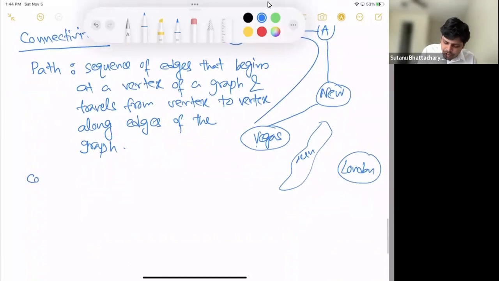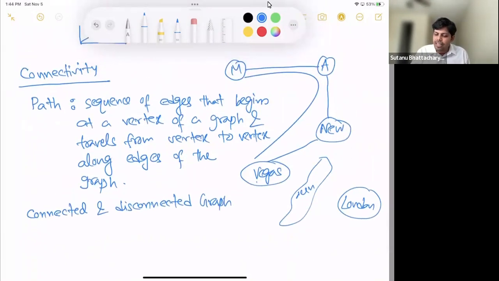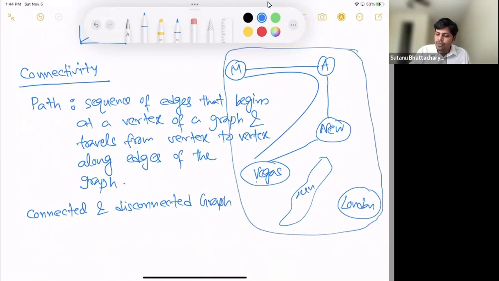And here we'll also talk about a very simple topic, that is connected and disconnected graphs. So a graph can be connected as well as disconnected. In this example, if you think of the whole thing as a graph, there is no path from Montgomery to London. So it's a disconnected graph. There is no connection.